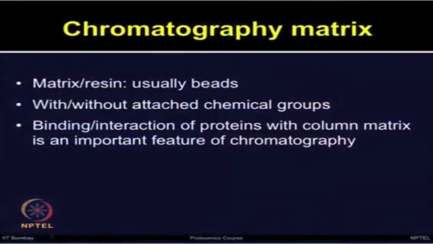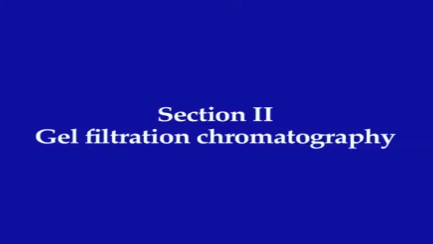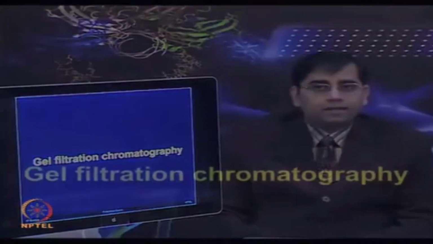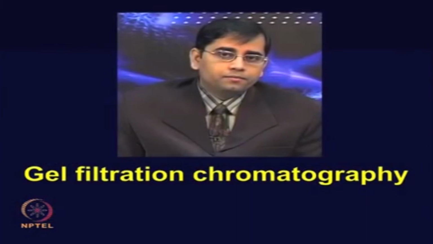So, as we just talked, chromatography involves the selection of the right matrix. These matrices are very important for binding and interaction of proteins, and they can determine the kind of achievement which we want to achieve from these type of chromatographic methods. So, let us move on to more specific chromatography techniques such as gel filtration chromatography.